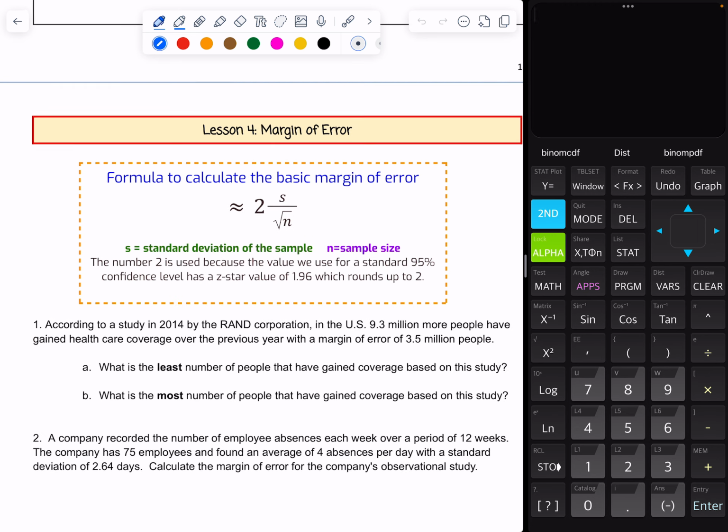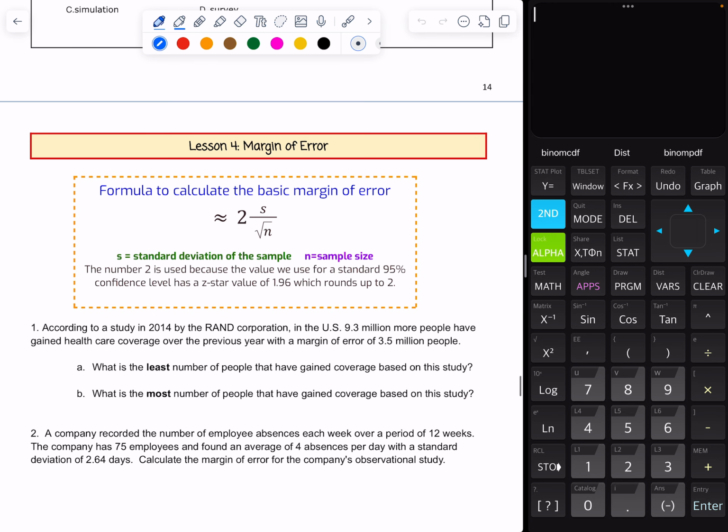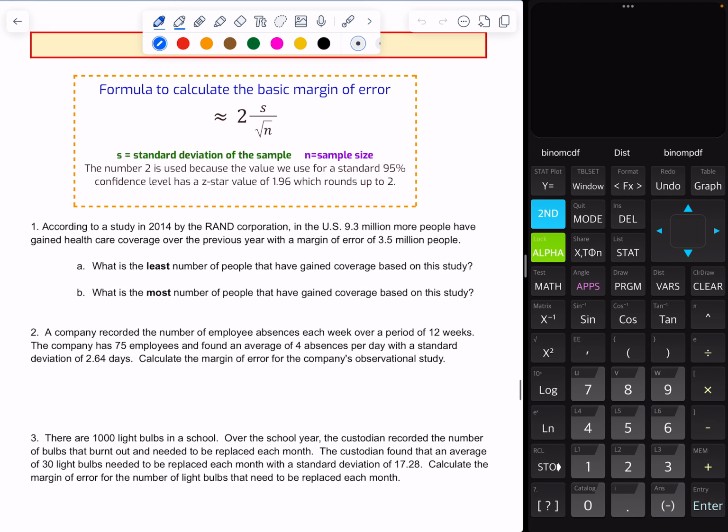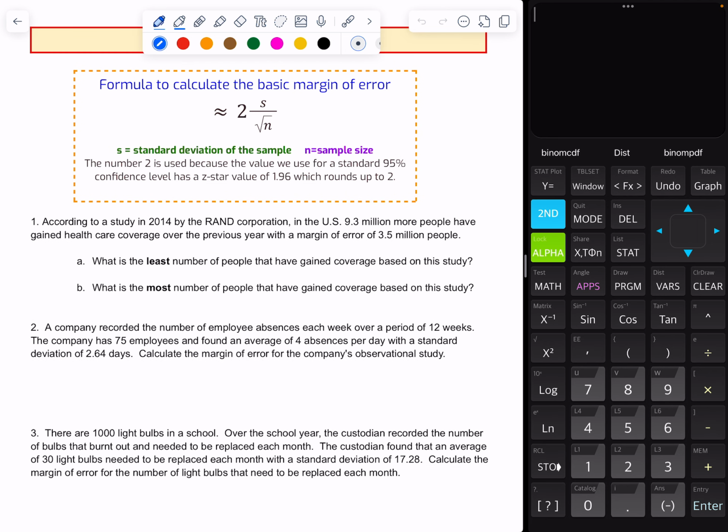Now, we don't have to worry too much about z-star values in Math 3, but in a later statistics course, you would learn more about those. But let's just look at a couple of examples that involve a basic margin of error. According to a study in 2014 by the RAND Corporation, in the U.S., 9.3 million more people have gained health coverage over the previous year with a margin of error of 3.5 million people.